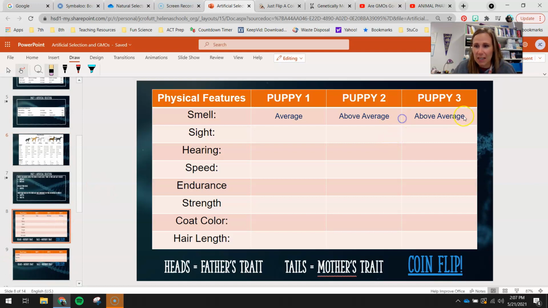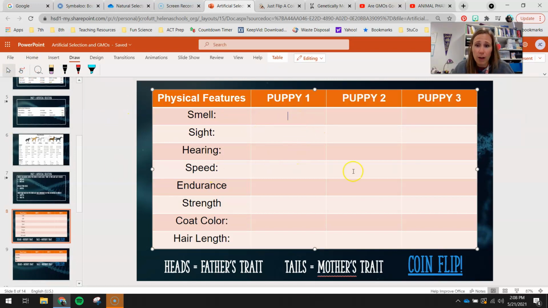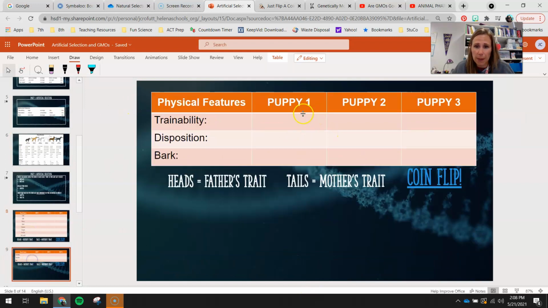Okay, and then go ahead and again fill out these tables here so you know kind of what all your puppies will look like. Okay, once you guys have all of these filled out for each of the puppies, you're going to go ahead and take a look at each individual puppy and compare them. All right, between puppy 1, puppy 2, and puppy 3, which one do you think has the best traits from those 2 parents? You picked the 2 parents that you thought were best, but which one has the best traits? Puppy 1, puppy 2, or puppy 3?